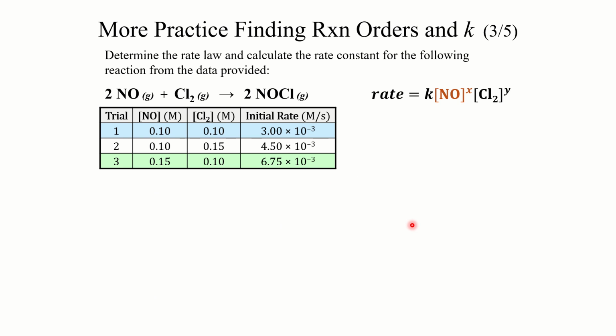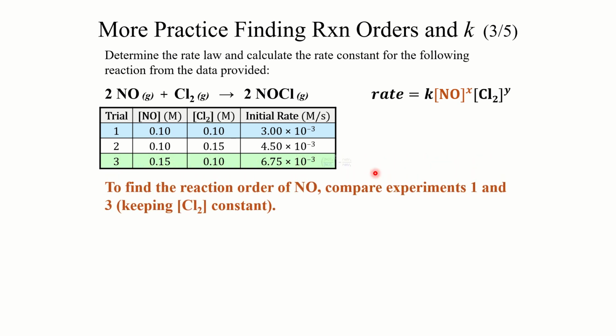I'm going to start by trying to determine the rate order for NO. So I'm going to compare trials 1 and 3, because in trials 1 and 3, Cl2 stays the same. So the Cl2s will cancel each other out. So I'm going to take trial 3 and I'm going to divide by trial 1. I generally recommend putting the trial with the larger values on top. See, trial 3, we have a concentration of 0.15, and trial 1, a concentration of 0.10. So I'm going to divide trial 3 divided by trial 1.